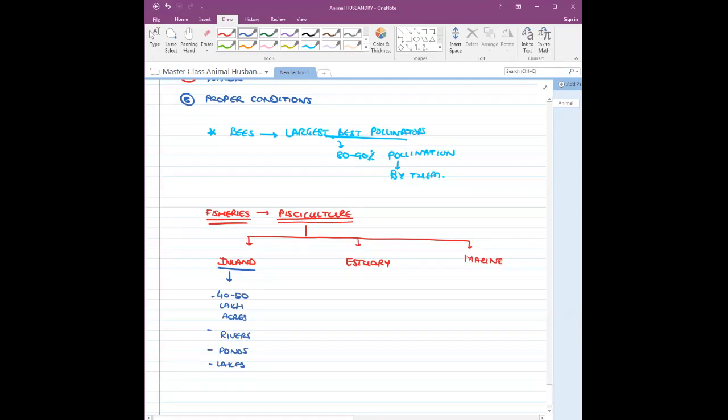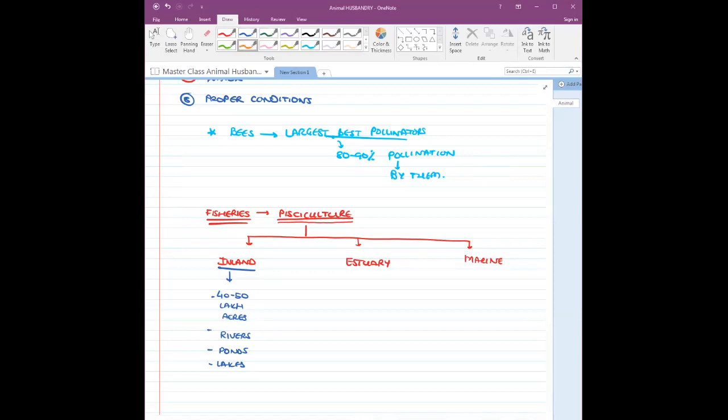But now when we talk about your inland fisheries, generally we are going to get your freshwater ones, most of the times. And then when we go into the marine ones, there we are going to get the marine fishes. So we have fresh fishes, we have marine fishes. We'll talk about this a little later, but just to give you an idea.